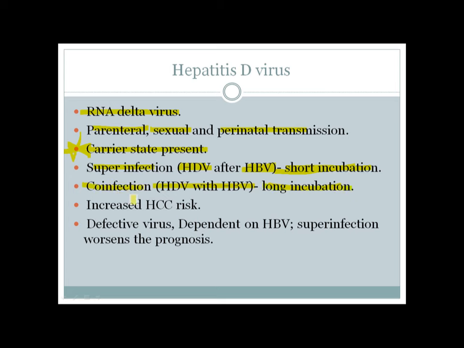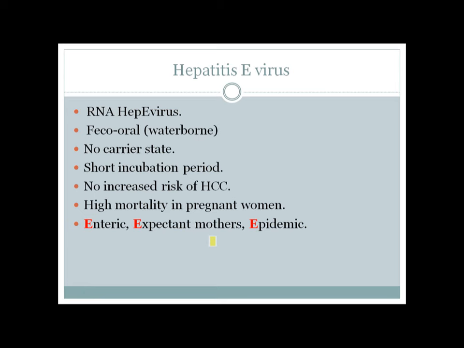And hepatitis D virus also increases the hepatocellular carcinoma risk like hepatitis B and C virus. And as I have already mentioned, it's a defective virus dependent on hepatitis B virus to give it the hepatitis B surface antigen. And if it causes superinfection, it will worsen the prognosis of an already hepatitis B infected patient. So that's all from me about hepatitis D virus.